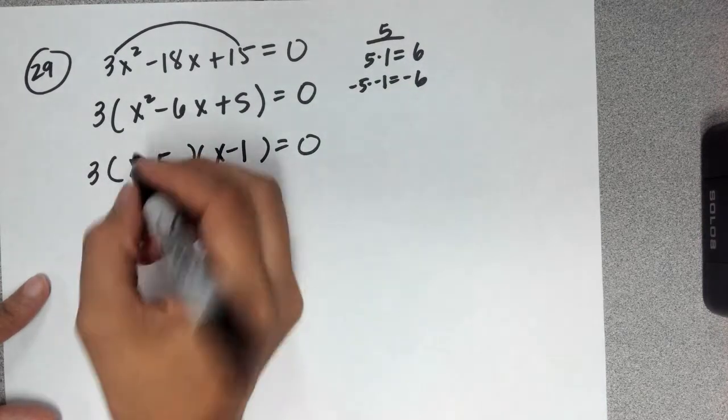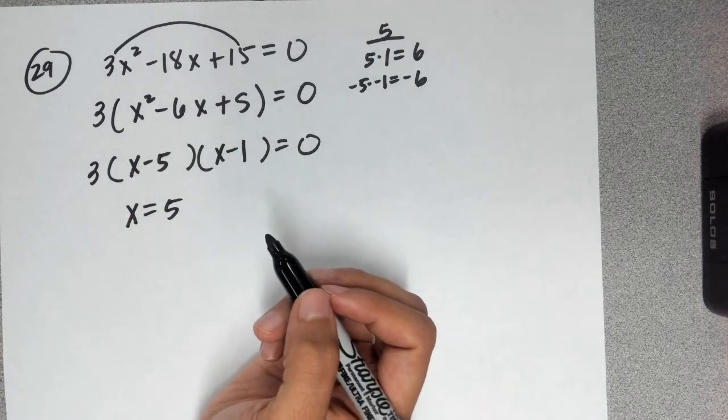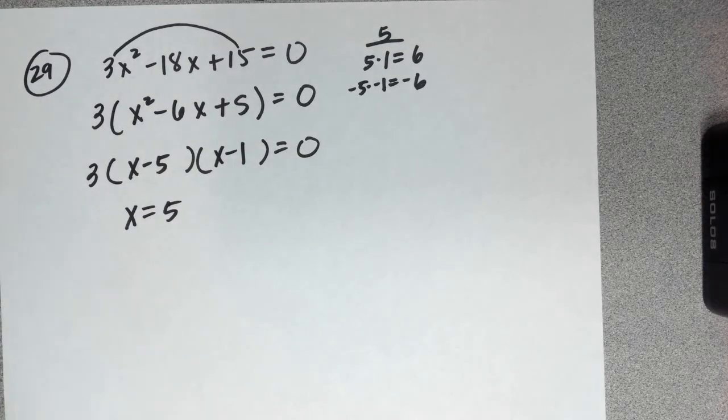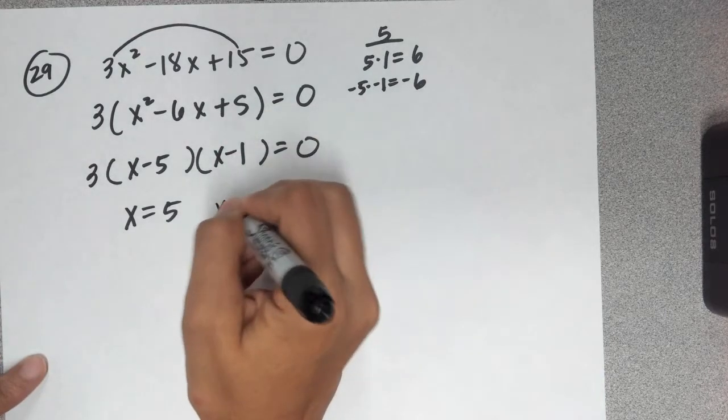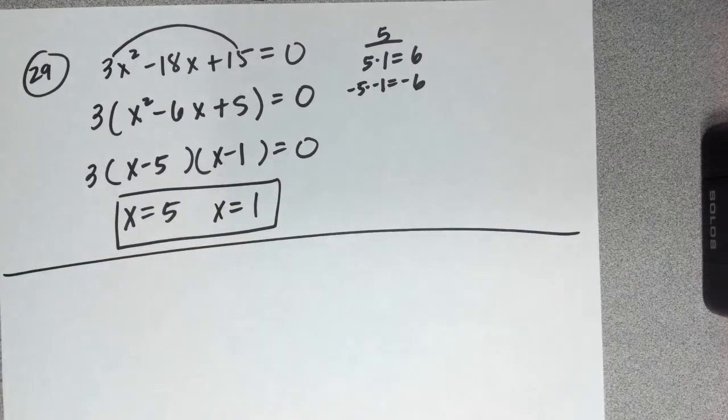So then my answers will be x equals. Wait, doesn't it have to be x squared minus 5x? There we go. So then you end up getting x equals 5 and x equals 1, and those are your final answers. So that's number 29.